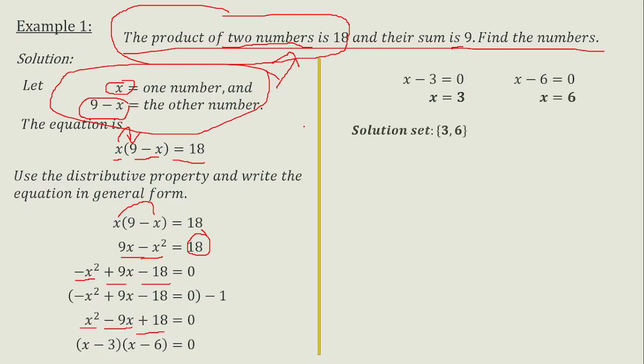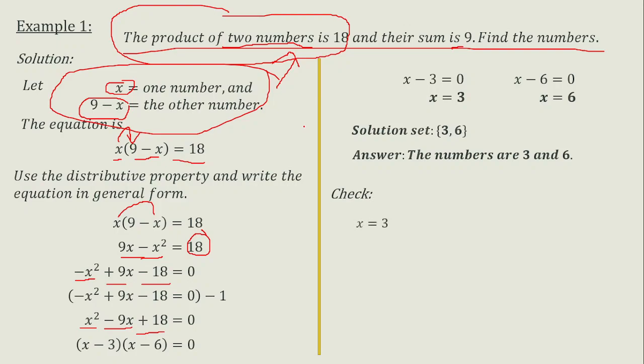So, the solution set is 3, 6. Answer: the numbers are 3 and 6. So, we now have an answer. The two numbers that we are looking for based on the problem are positive 3 and positive 6. So, are we sure about the answer we got? For us to be 100% sure, let's perform the checking.